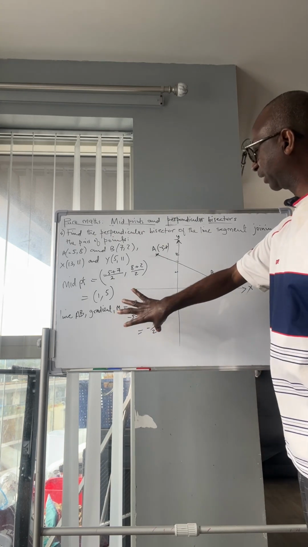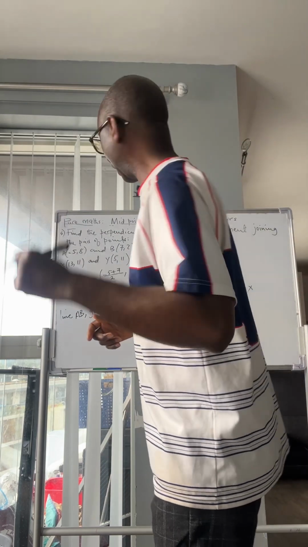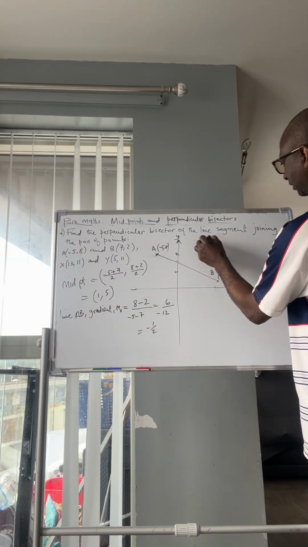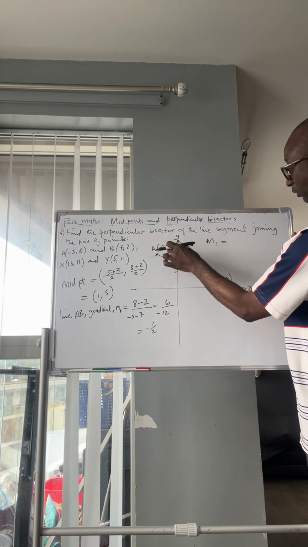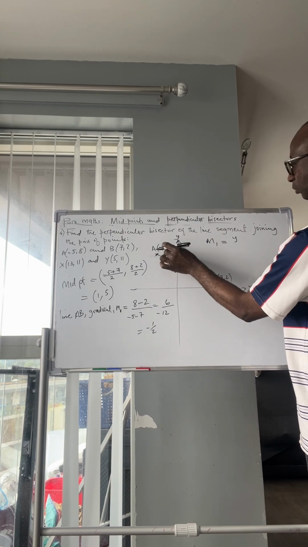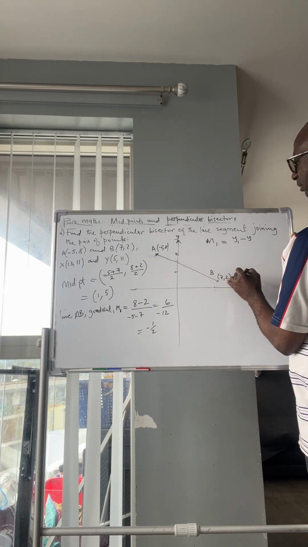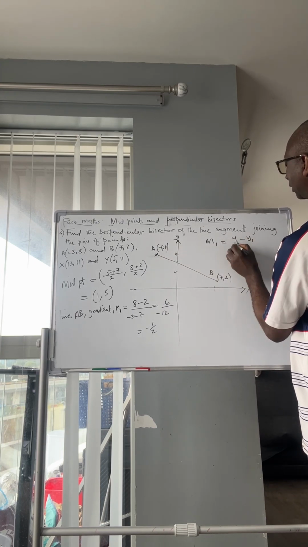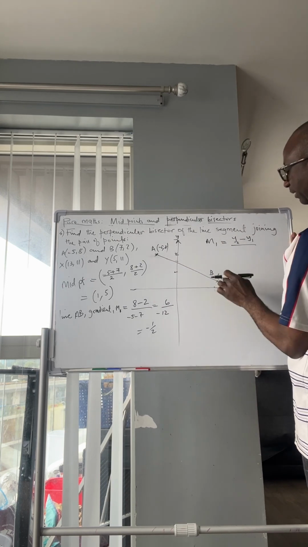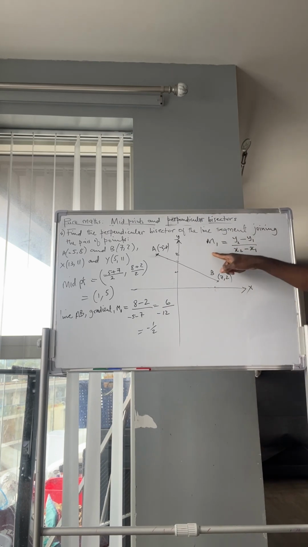How do we find the gradient of this line? That formula is very important. It's very handy. What did we say? The gradient M1 is equal to the rise, which is y2 minus y1, all over the run, which is x2 minus x1. This gives you the formula for the gradient.